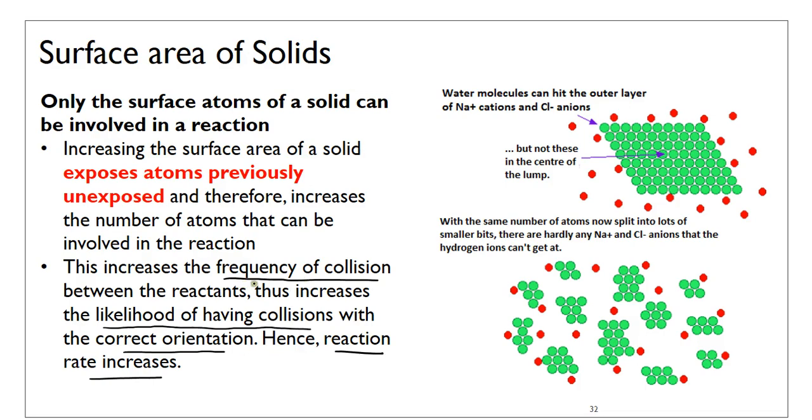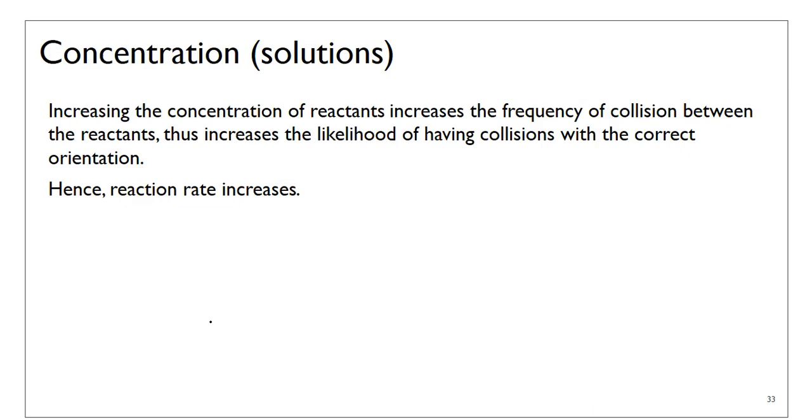It's that the frequency of collisions increases and there is a higher chance that the collision will have the correct orientation, because this method doesn't affect the amount of energy that the collisions have. It's just the correct orientation that you're trying to address here. Similarly, when you look at concentration, it is the exact same explanation. It will increase the frequency of collisions if you increase the concentration, and that will increase the likelihood of having correct orientation and the reaction rate.